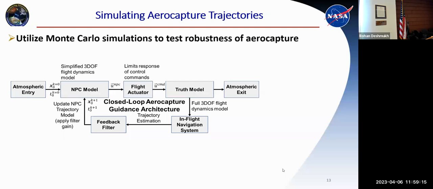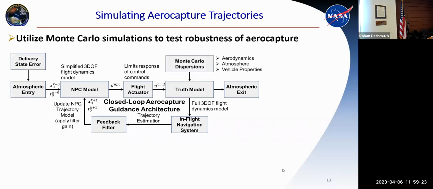So we run Monte Carlos to do this. This is the general traditional way we've done it. We can apply things like initial condition error with the delivery state that I talked about. And then we can apply uncertainties to the truth model, like the atmosphere, the density I was just giving as an example.